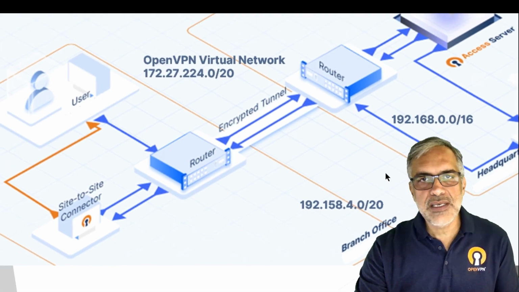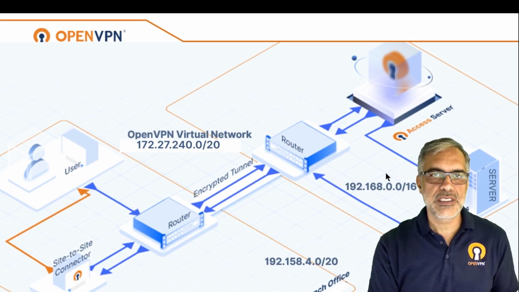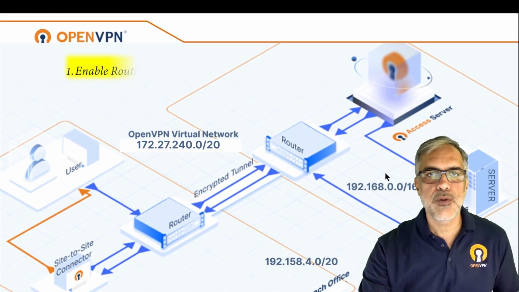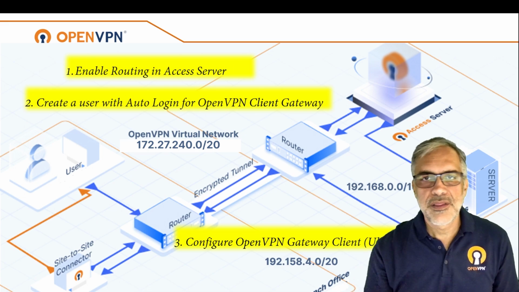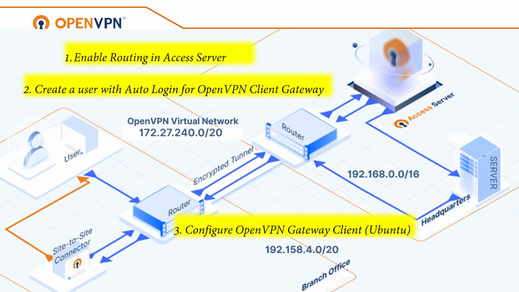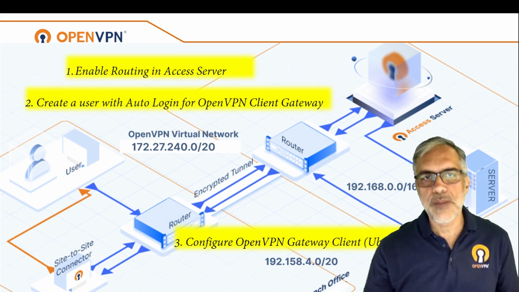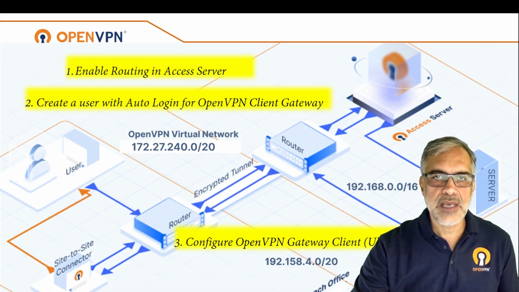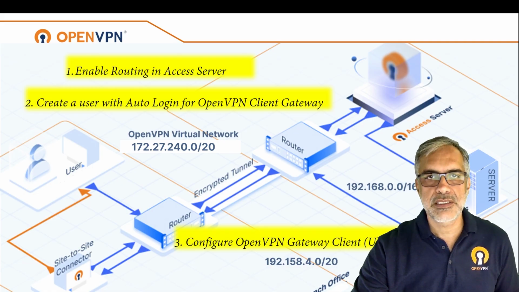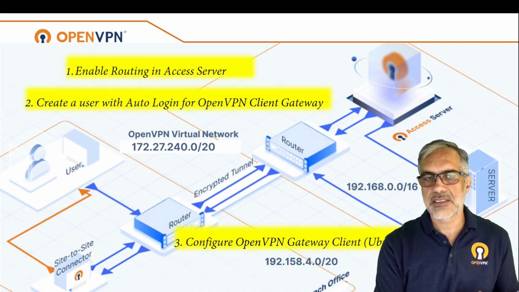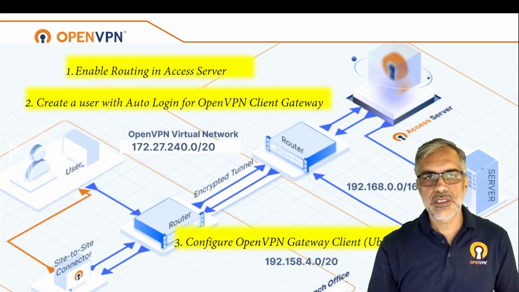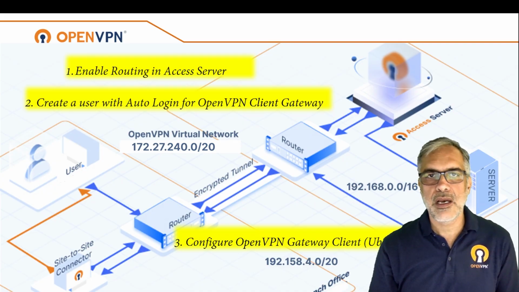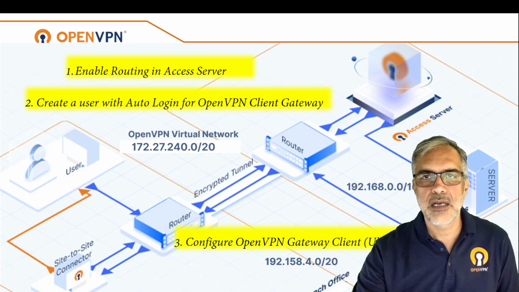To make all of this work, there are a few key steps. First, we'll enable routing on the access server. Then we'll create a user with auto-login for the OpenVPN client gateway, which I'll explain in a bit. On the branch office side, we'll set up an OpenVPN gateway client. We recommend using a Linux operating system to host the client serving as a gateway. For this demo, we're using an Ubuntu machine, but this can be any compatible Linux distribution.